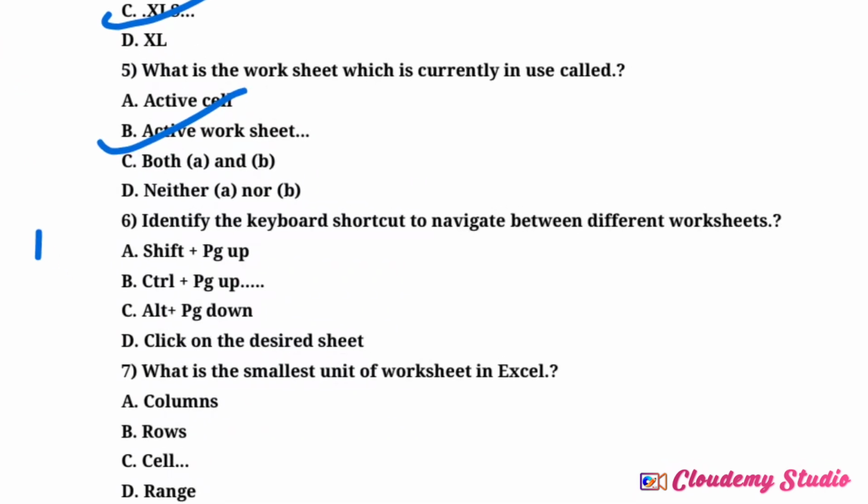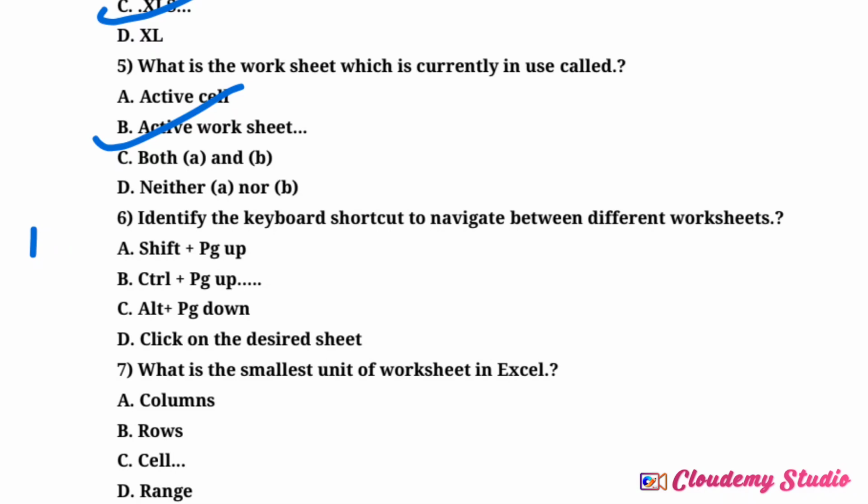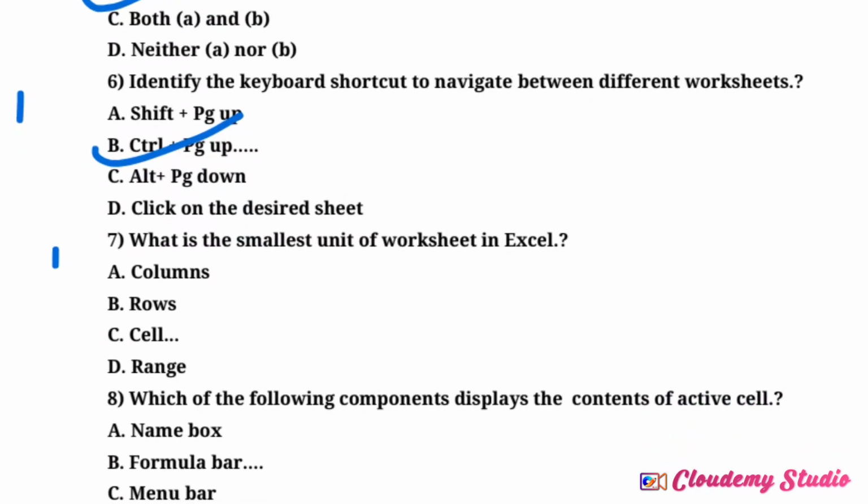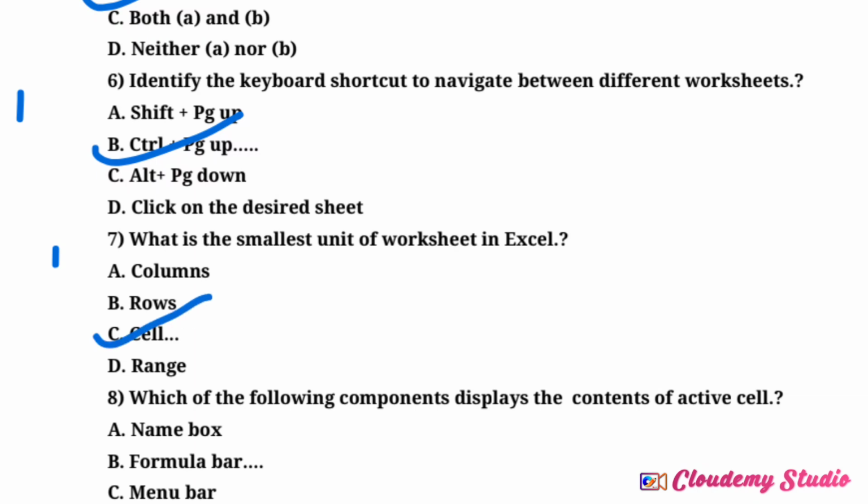6. Identify the keyboard shortcut to navigate between different worksheets. Correct answer, option B, Control PG up. 7. What is the smallest unit of worksheet in Excel? Correct answer, option C, cell.